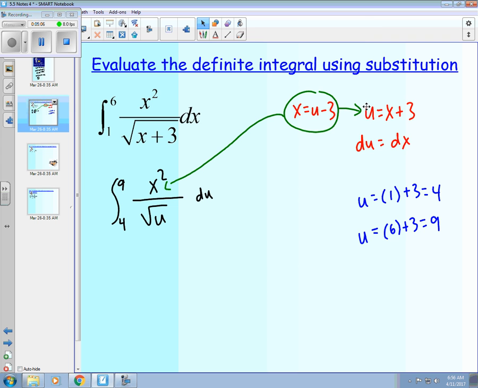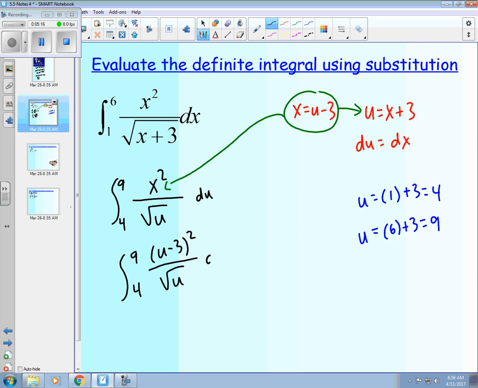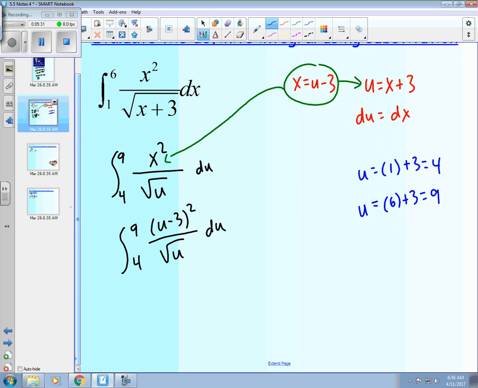So finally, our integral would turn into u minus 3 squared over square root of u du. Now this doesn't maybe look any less complicated than what we started with, but it is one that's a lot easier to simplify, not a lot easier, but one that we can simplify, whereas the first one we couldn't.